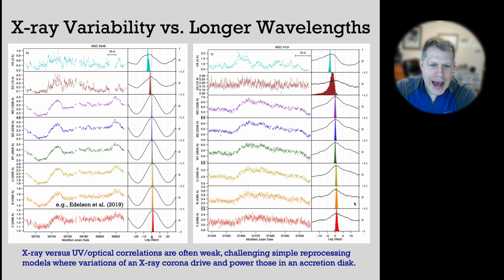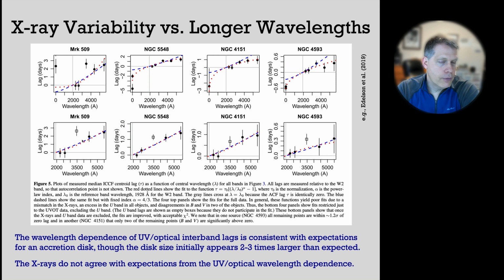Here you can see, in fact, lags measured. So these bands correlate with each other, but with a lag. You can see here the shorter wavelengths, this rise happens first, and then it's lagged as one goes to progressively longer wavelengths, like you're moving outward in an accretion disk. And the same thing here for NGC 4151. And so people, in fact, measure that lag as a function of wavelength. And for now, let's just start by focusing on these lower panels.